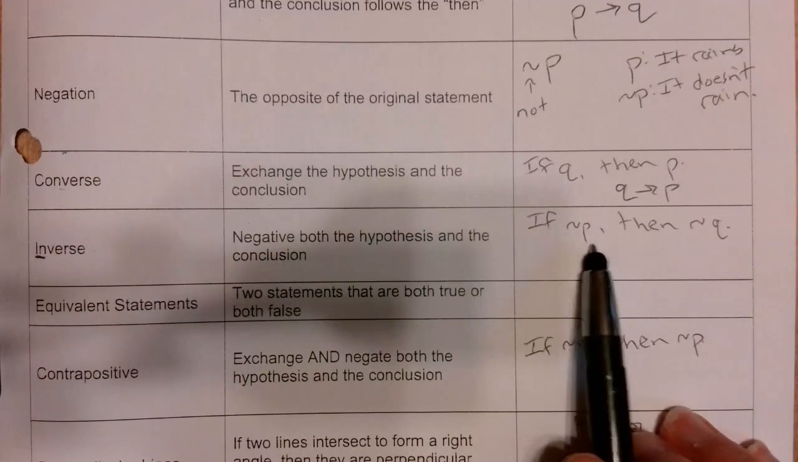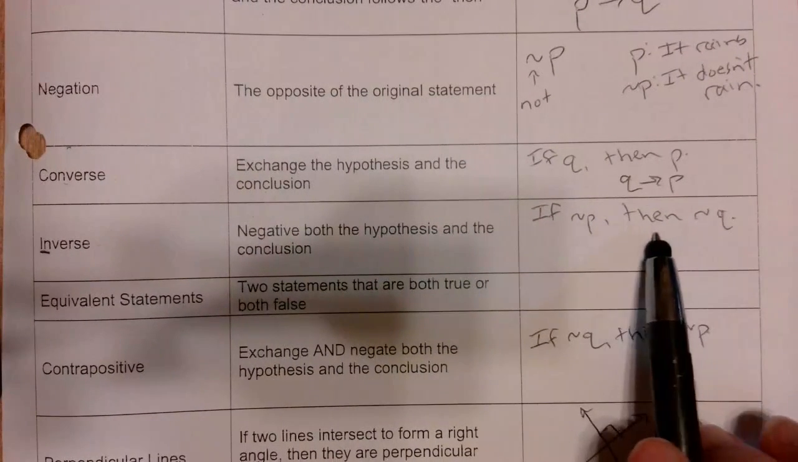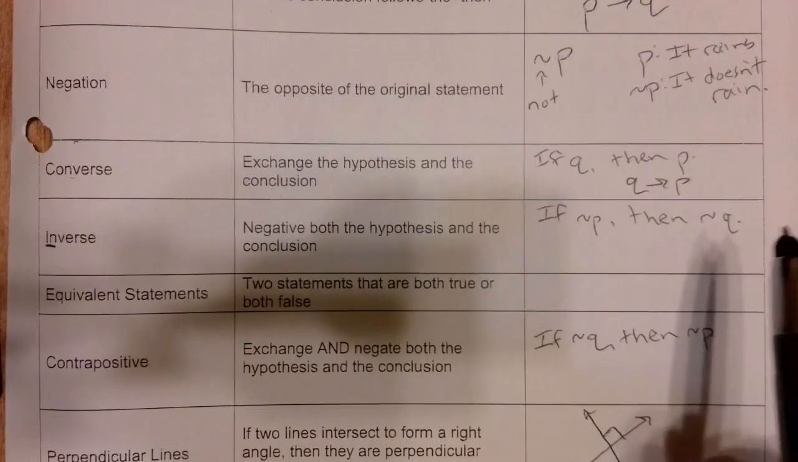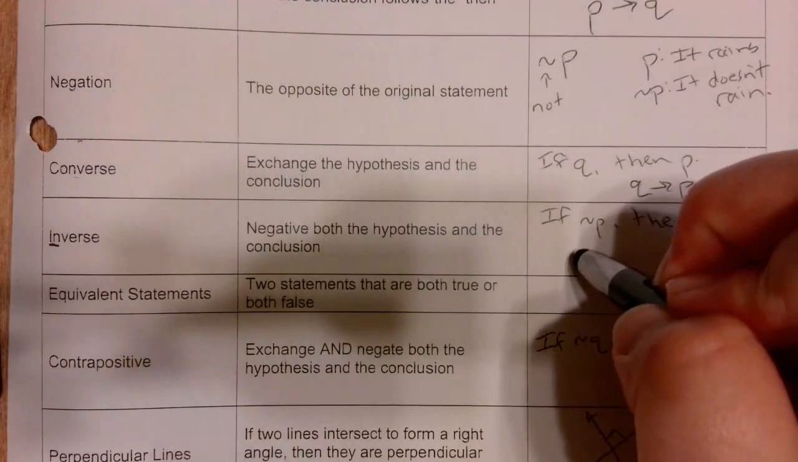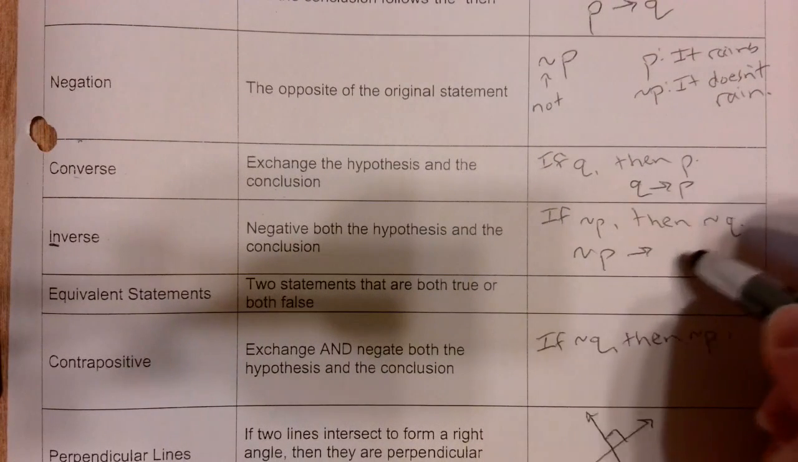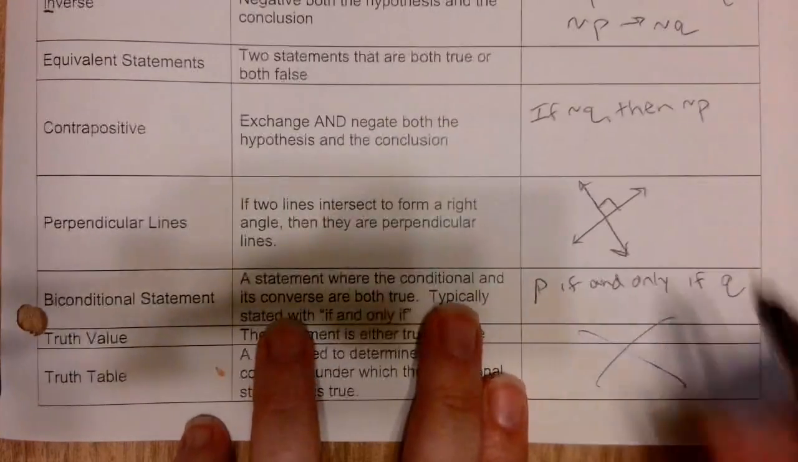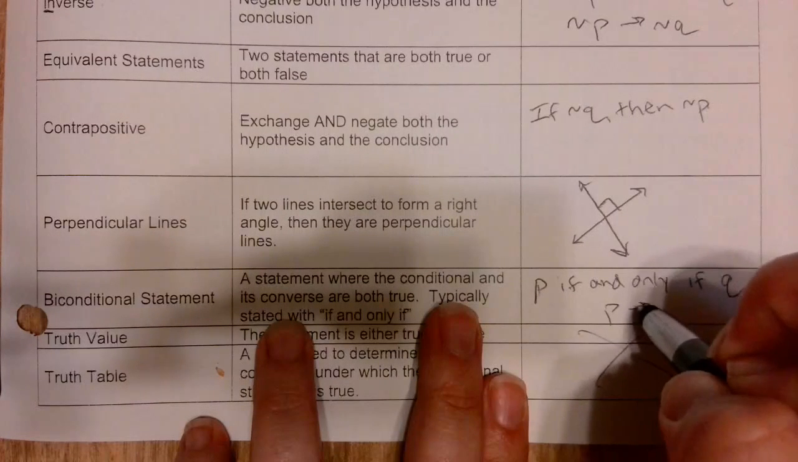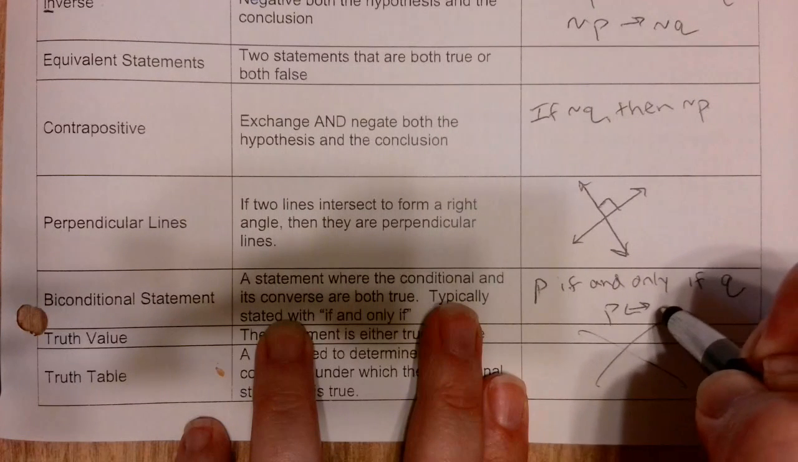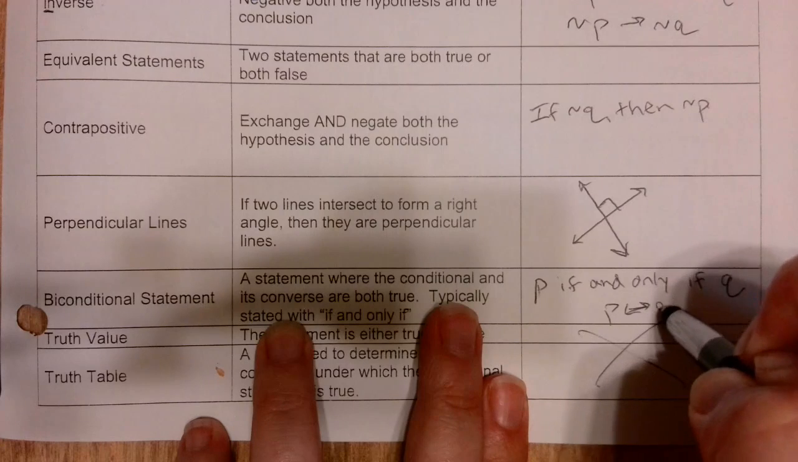If tilde P then tilde Q. If not P then not Q for the inverse. That can be written tilde P arrow tilde Q. And if and only if is P with a double arrow Q.